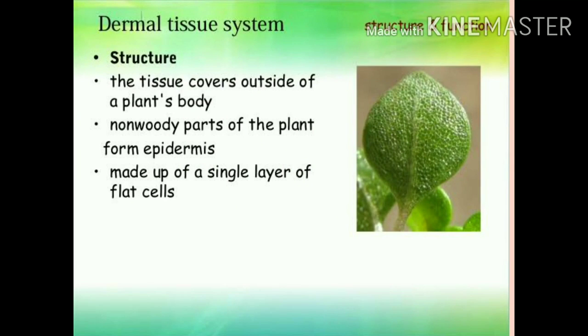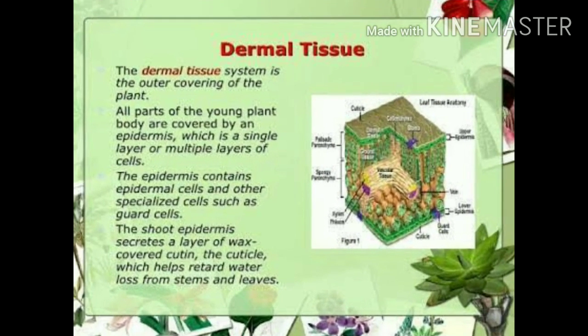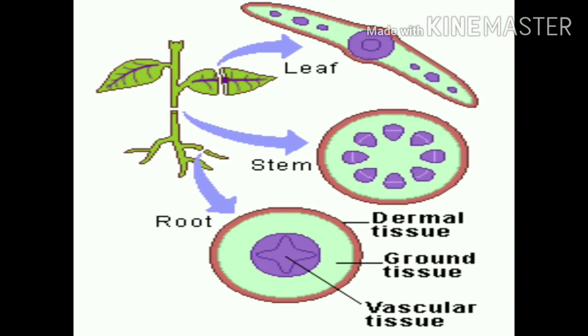Next, let us talk about dermal tissue. Dermal tissue is a tissue that covers the outside of the plant's body. In non-woody parts of the plant, it forms the epidermis, made up of a single layer of cells. Here you can observe the outer parts of the leaf, stem and root are covered with dermal tissue. It is similar to the skin present in animals.